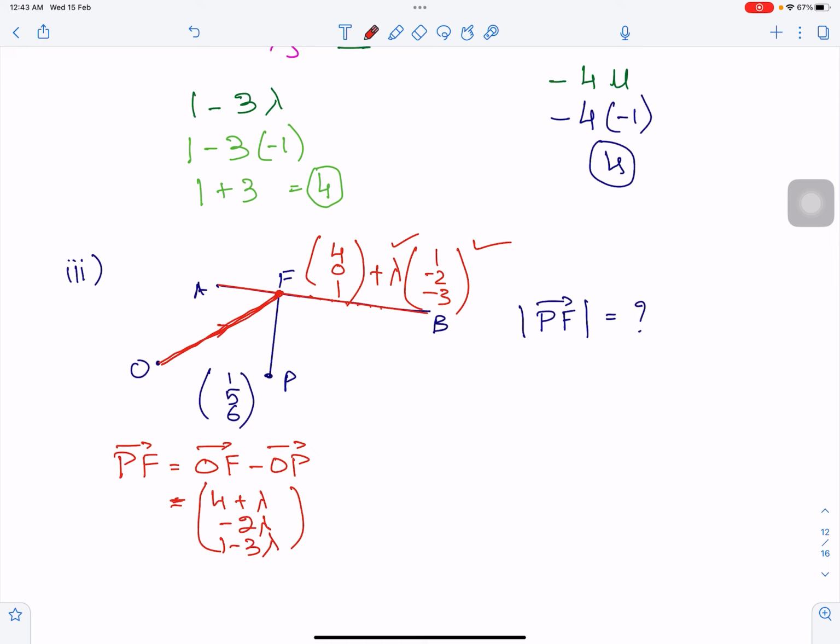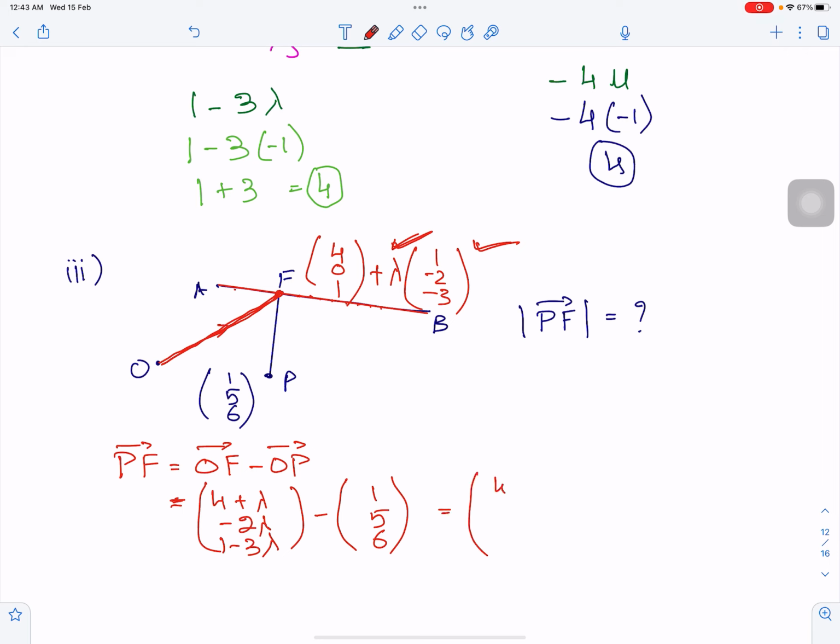Did you understand why I'm saying so? Because OF is any point on the line AB, so the value of lambda will determine different points on the line AB with respect to the origin. So that's why I have written this line AB in this form. Now OP is 1, 5 and 6. Now I will simplify it.